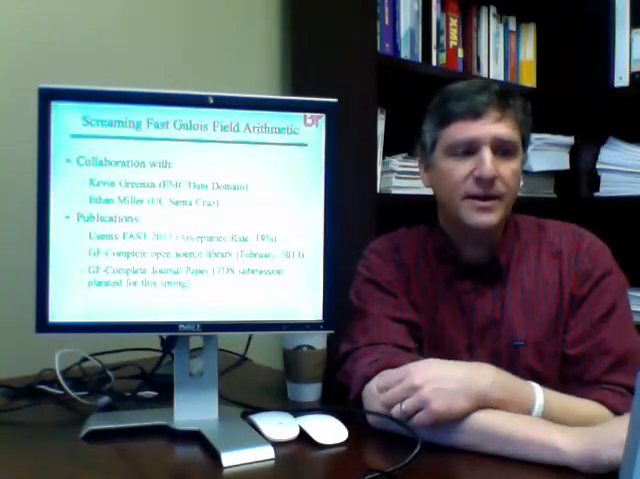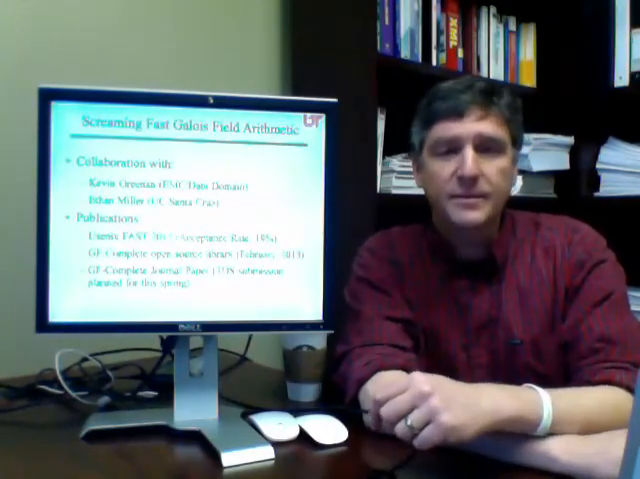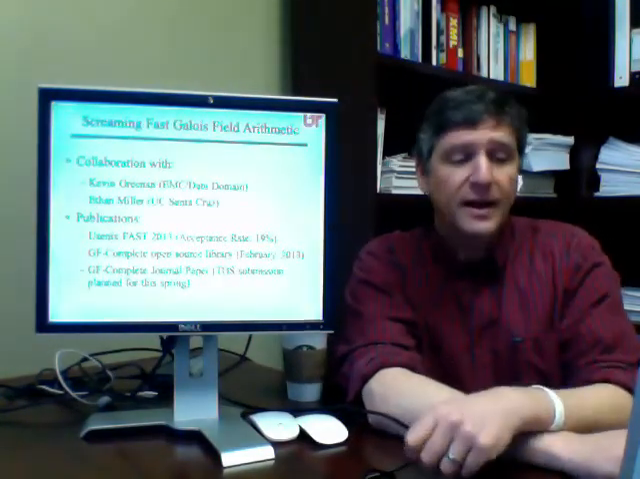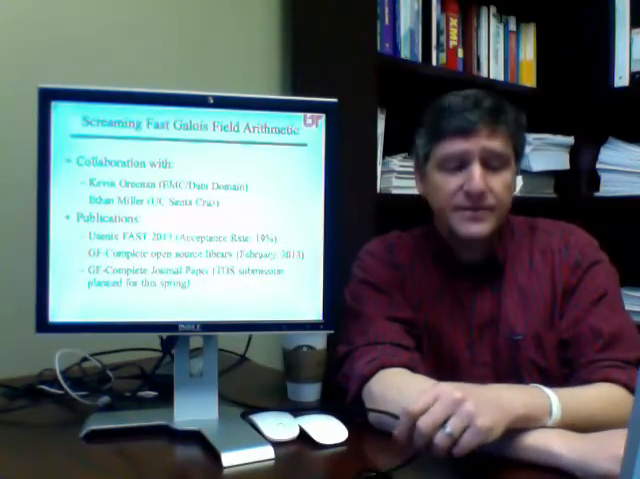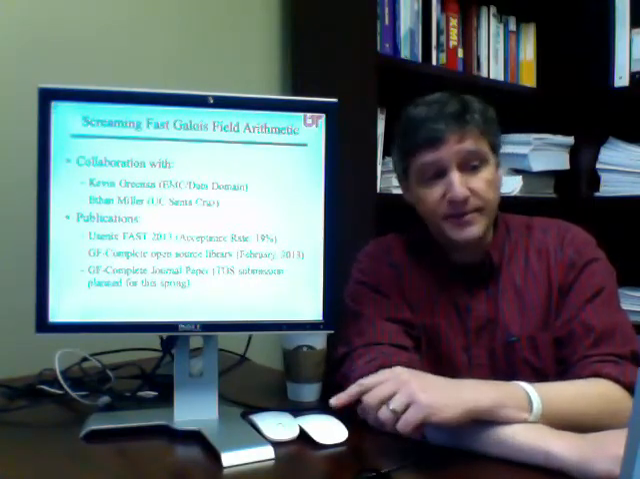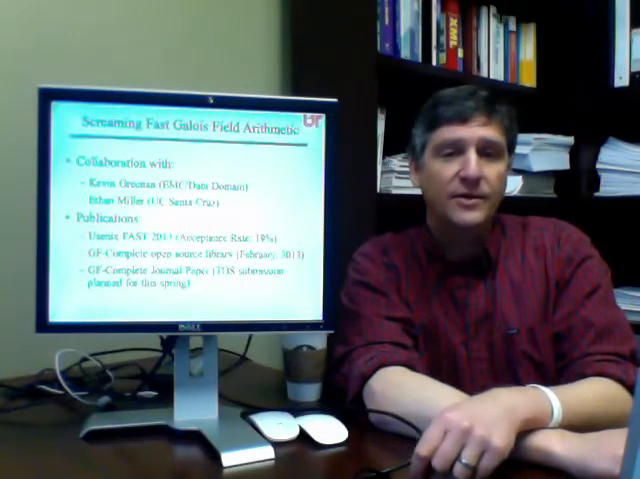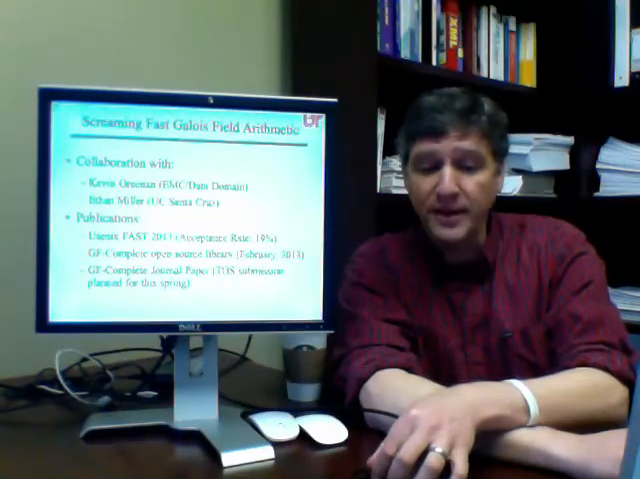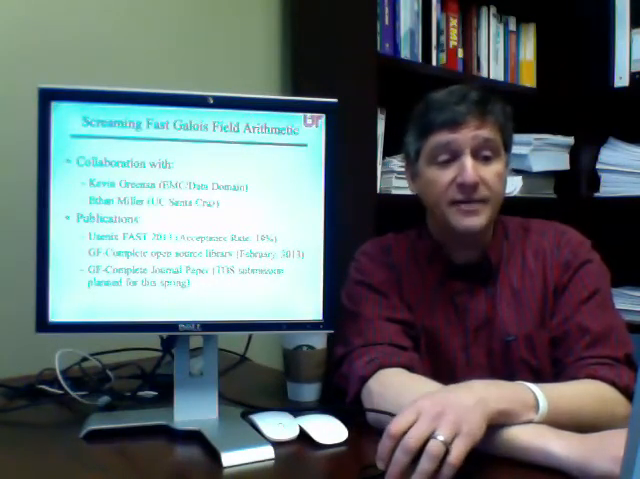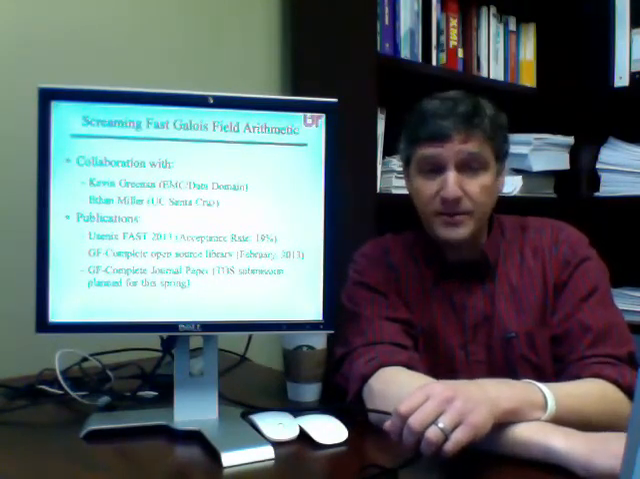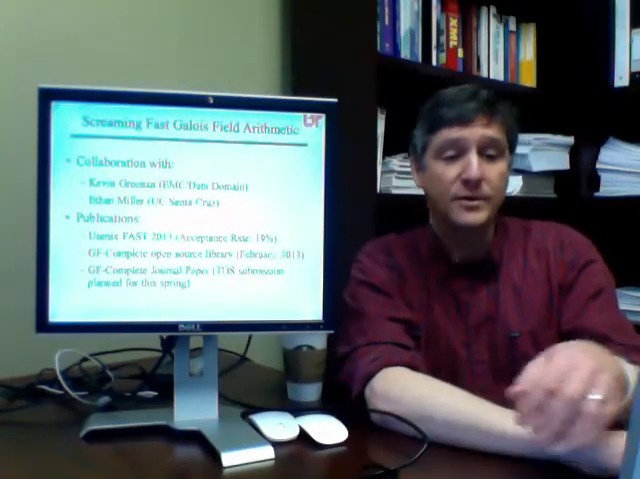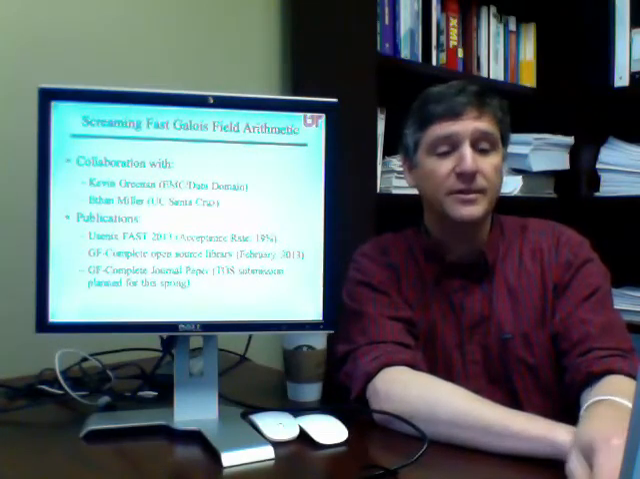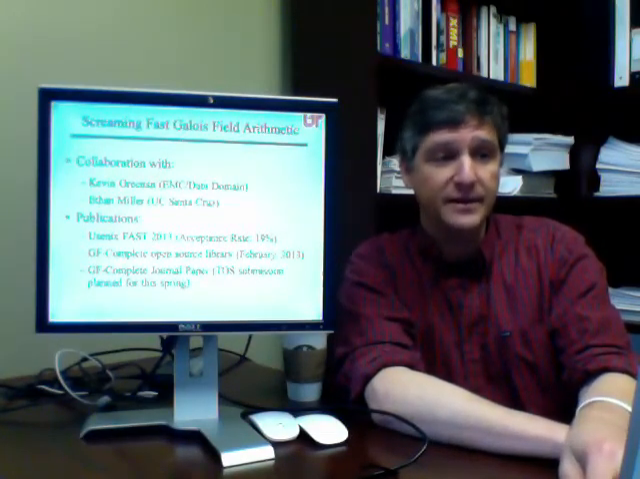Next is the project I called Screaming Fast Galois Field Arithmetic. This is a collaboration with Kevin Green and Ethan Miller. Ethan's at Santa Cruz. Kevin's at Data Domain. Kevin was Ethan's PhD student. And this is a result that we're presenting in FAST this year in February. We're also planning on having an open source library that has all of this ready to use, documented and out by FAST, and we'll have the GF Complete journal paper submitted in April, which is going to be the grandfather, or the mother of all Galois Field Arithmetic implementation papers. So a lot of work going into this.